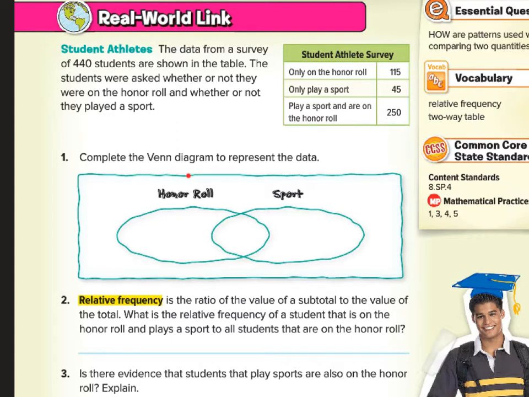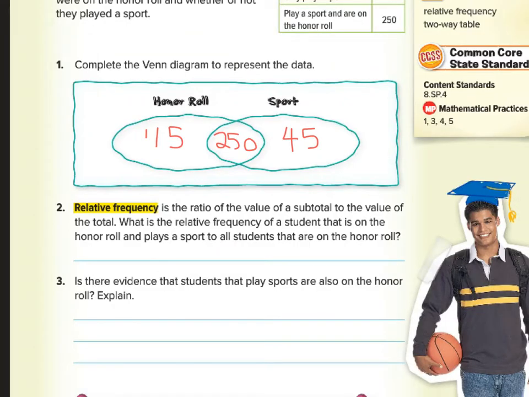Let's complete the Venn diagram to represent the data. So we have, only on the honor roll, 115 students. And the ones that only played sports were 45 students. Okay? And in the middle, the ones that both played sports and were on the honor roll were 250 students. Okay?